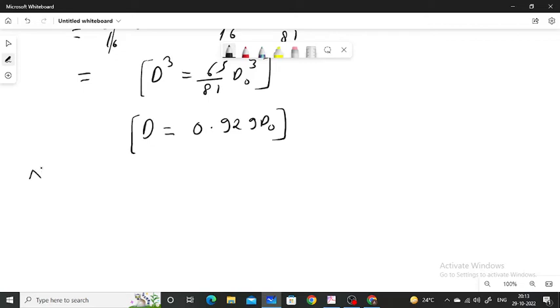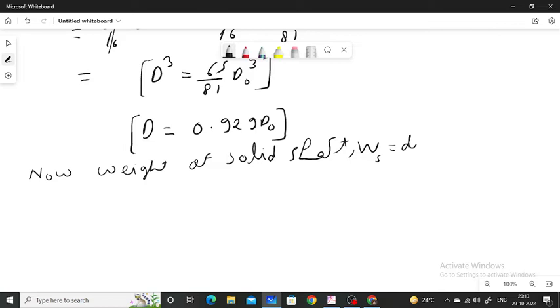Okay, now the weight of the solid shaft. Ws will be equal to the density of the shaft multiplied by the volume of the shaft. Clear? So from here Ws will be equal to density rho, and the volume of the shaft is pi by 4 d square into L.